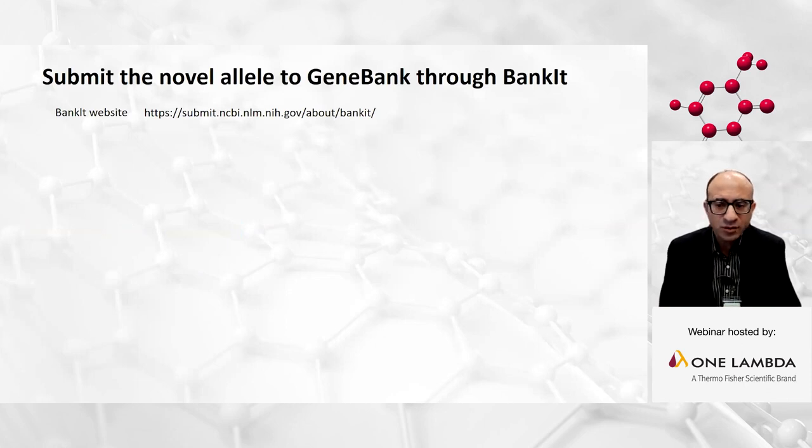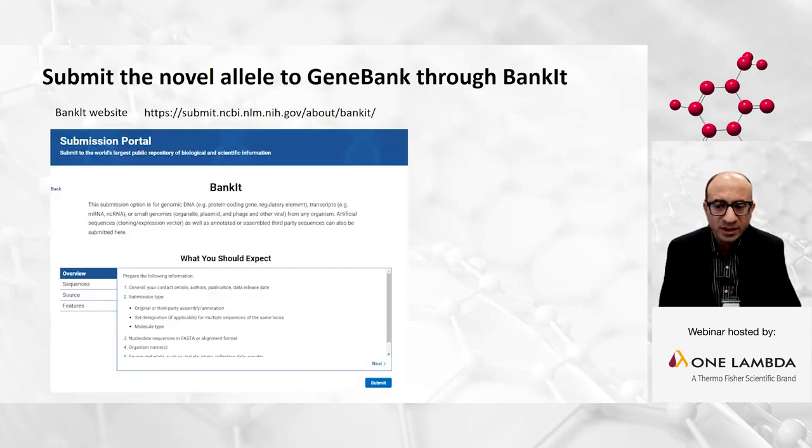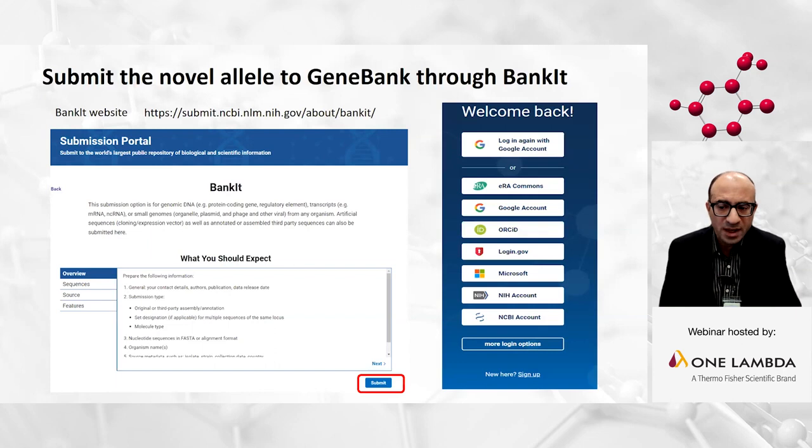So in order to do that, you have to follow the link that I'm sharing with you here. And this link will open directly to the Bankit website. And after you open the link, you will find a checklist of items that you need to do before submission. If you followed all the previous steps that I just discussed, then you can click submit. And after clicking submit, a new window will open and you need to log in through a third party.